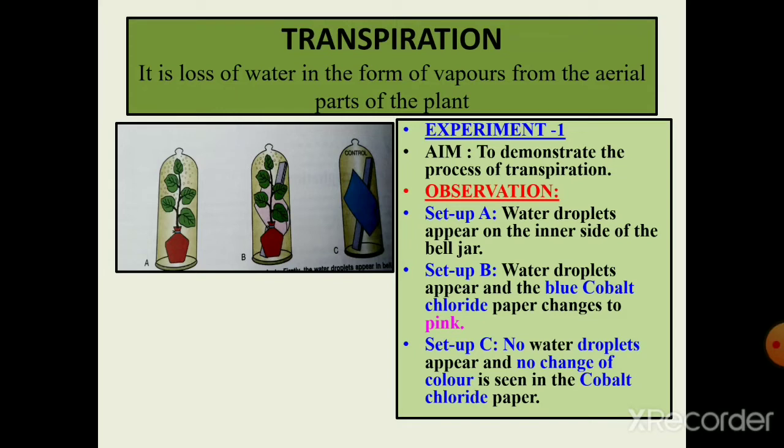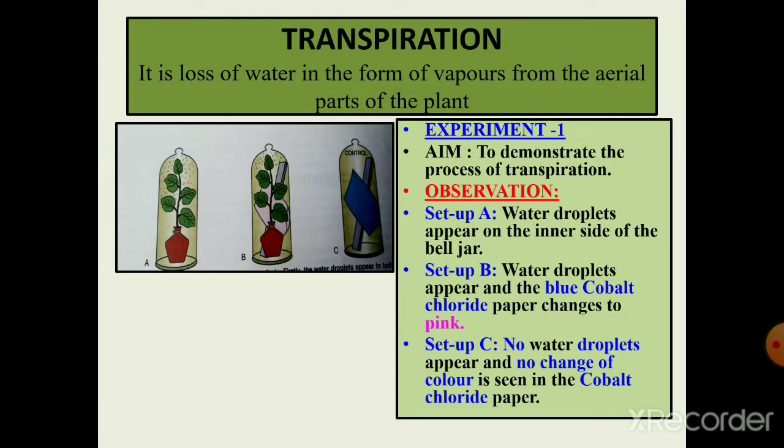That is, in the first setup, place the potted plant, the lower portion of which is covered with an oil cloth, and cover it with a bell jar. In the second setup, place the second potted plant with the oil cloth on the lower portion so that no water is lost from the soil, and place a paper of cobalt chloride in it. In the third setup, place only the cobalt chloride paper. Now seal the mouth of the 3 bell jars with the help of paraffin wax or Vaseline. Leave this arrangement for a short period of time.